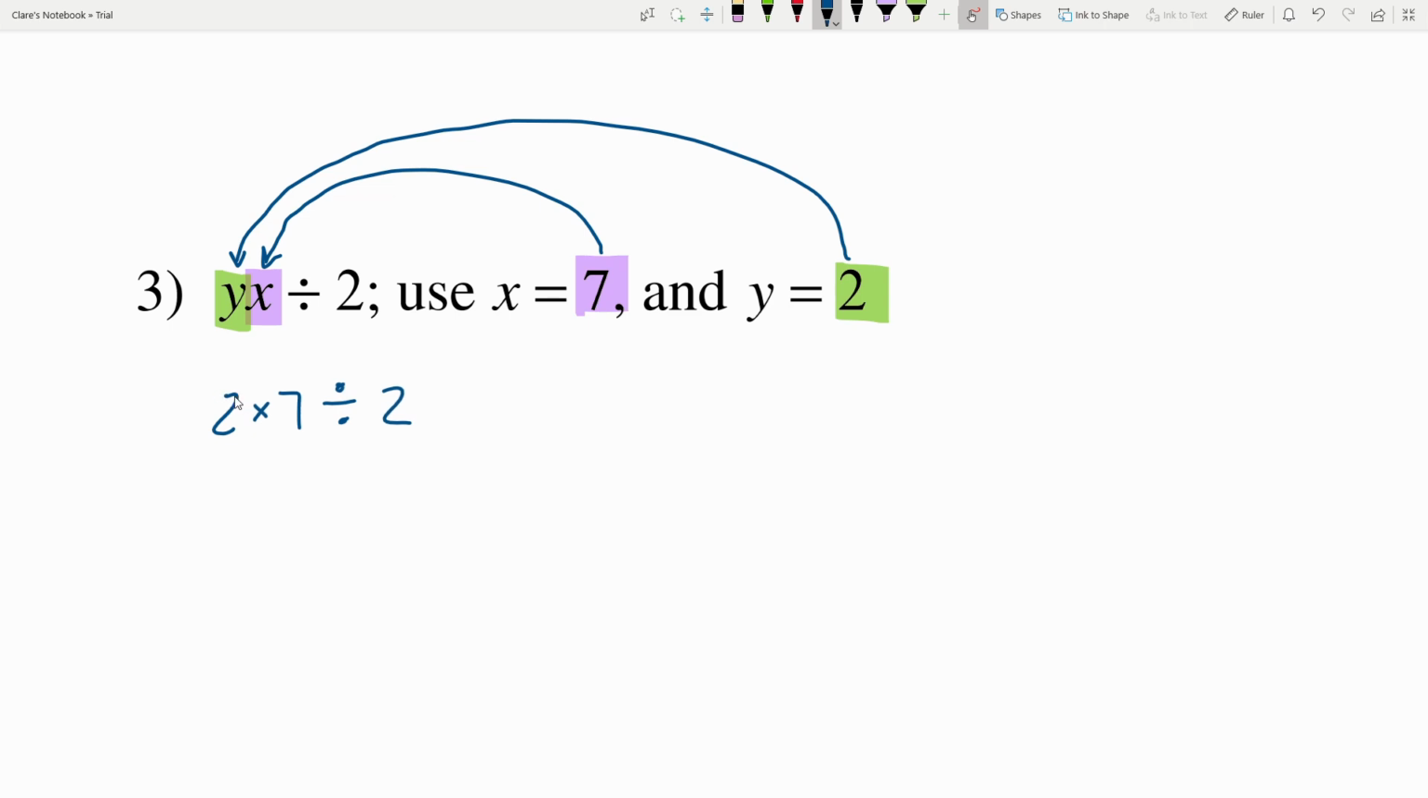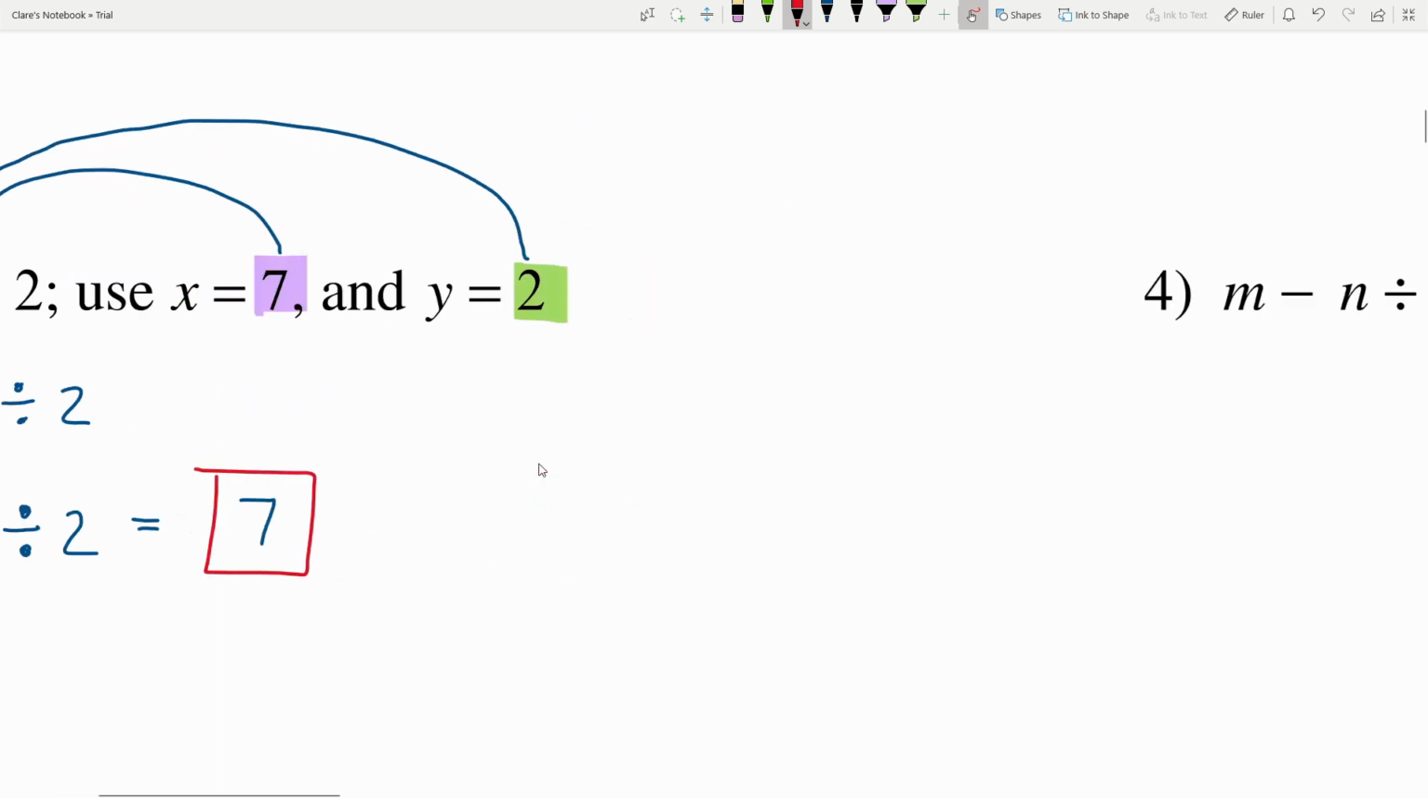Remember, order of operations, we're going to go left to right because all we have left is multiplication and division. 2 times 7, that's going to give us 14, and we'll divide 14 by 2. 14 divided by 2 equals 7. So 7 is our solution in number 3.